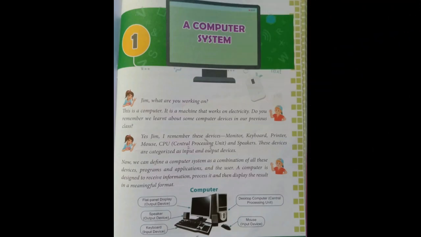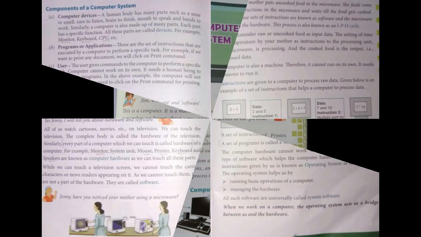Hello children, today we are going to discuss chapter 1, a computer system. As you all know, a computer is a machine that works on electricity. It makes our work easier. It has many parts such as a monitor, keyboard, printer, mouse, CPU, that is the central processing unit or the brain of the computer, and a speaker. All these together form a computer system.